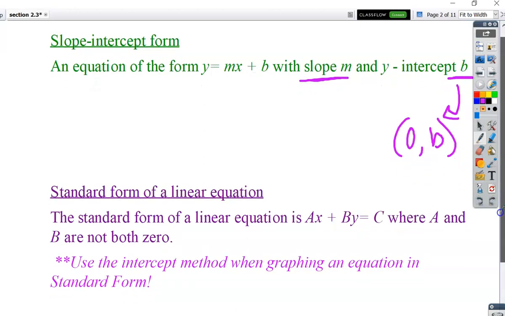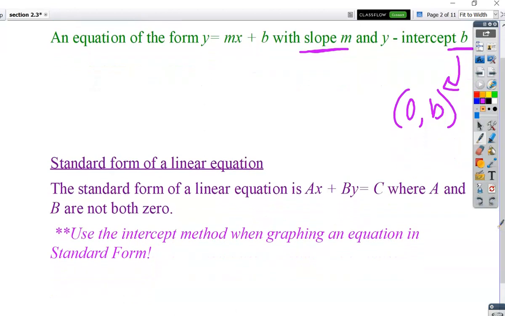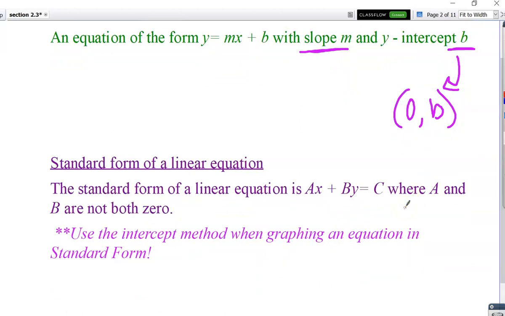When you're talking about the standard form of a linear equation, that's where you have both x and y on the same side and some constant number by itself. You have to have both a and b not equal to 0. So the standard form is ax plus by equals c. And when you're graphing equations in standard form, you want to use the intercept method so that you can solve for your x-intercept, your y-intercept, and then you can finish the graph based on those 2 points.